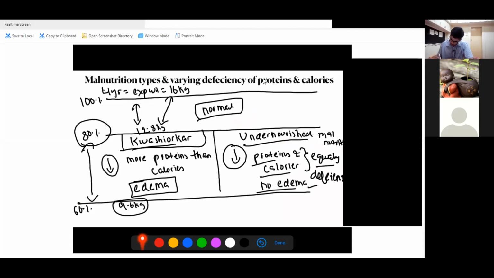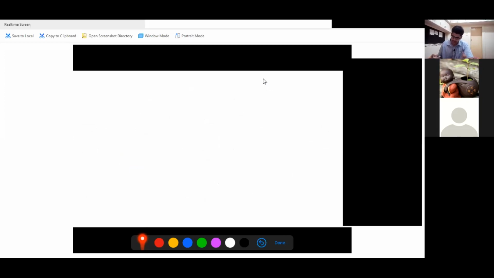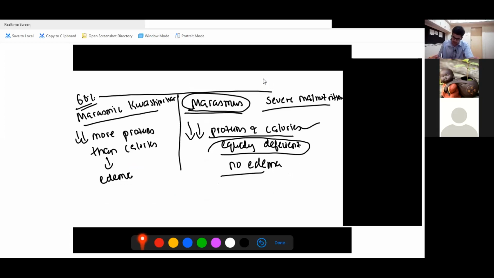But over here, there is more deficiency of proteins than calories. That means proteins are very low relative to calories, which is why this child has edema. So this is Kwashiorkor. Again, in this classification, there is deficiency of more proteins than calories. That means proteins are very less. Whenever proteins are less, it leads to an osmotic imbalance. Because of this imbalance, there is edema, gastric edema, and that is why this leads to marasmic Kwashiorkor. Fine, we'll go ahead.